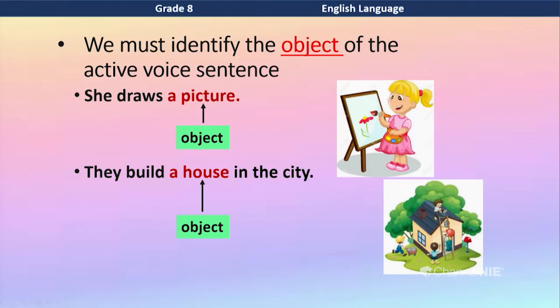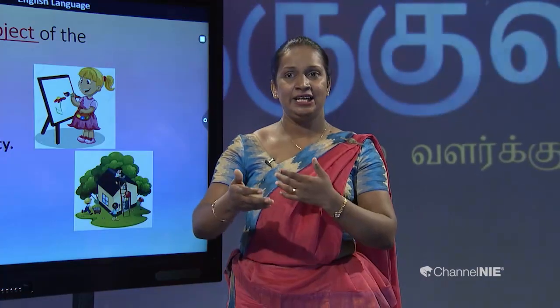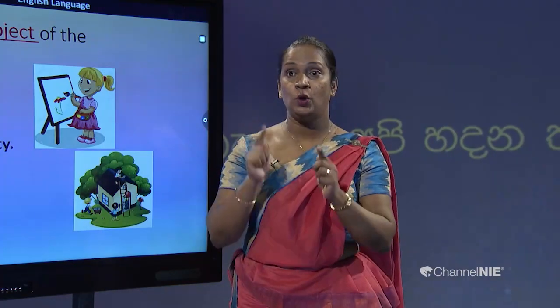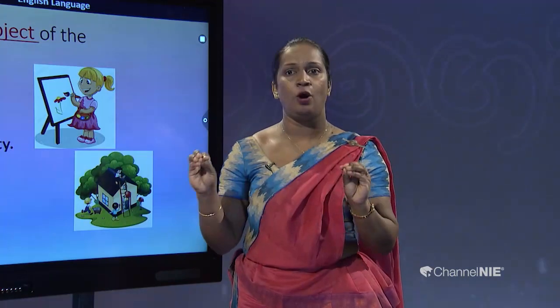What do we need to do first, Miss Chamari? We have to identify the object of the active sentence. Remember, children, first we have to know the object in the active voice sentence. I would highlight again, because we make the passive voice sentence from the active voice sentence, right? So, first we should find the object, right?